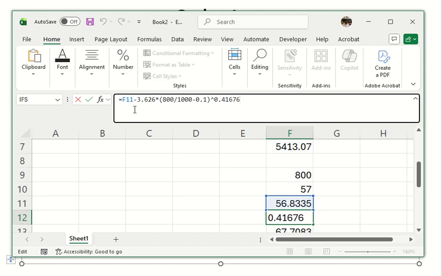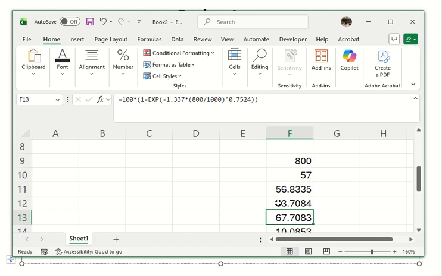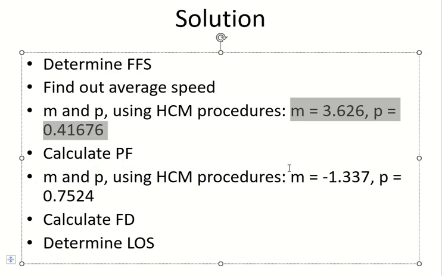This is my free flow speed, which I already calculated. This is my M value. This is my P value. So my speed comes out to be this one. Why am I using this scary equation? Because my flow rate is more than 100. So I calculate the speed here.